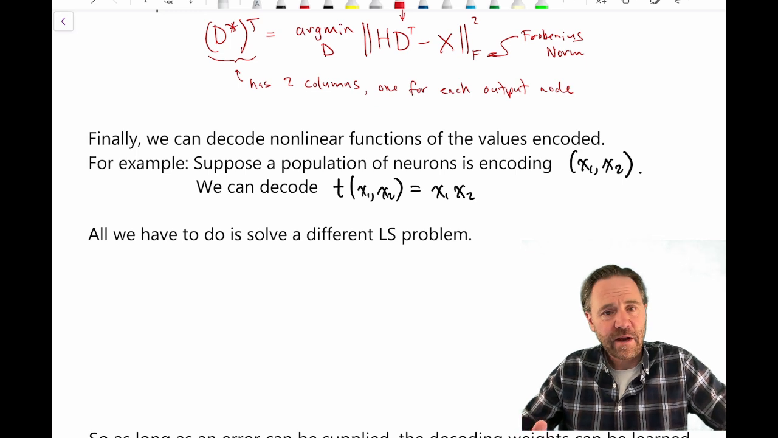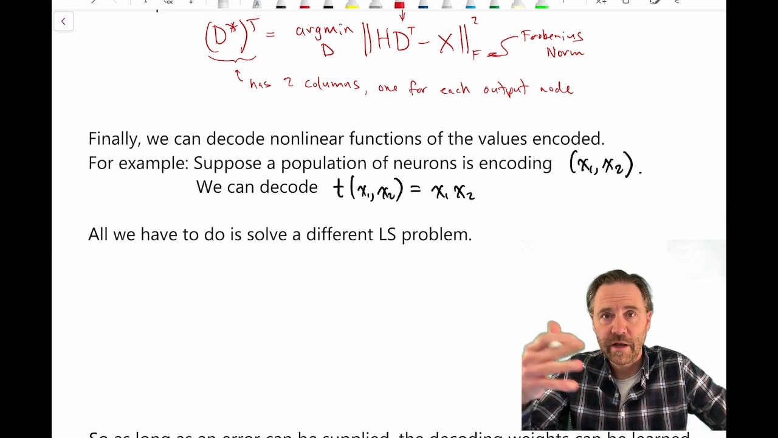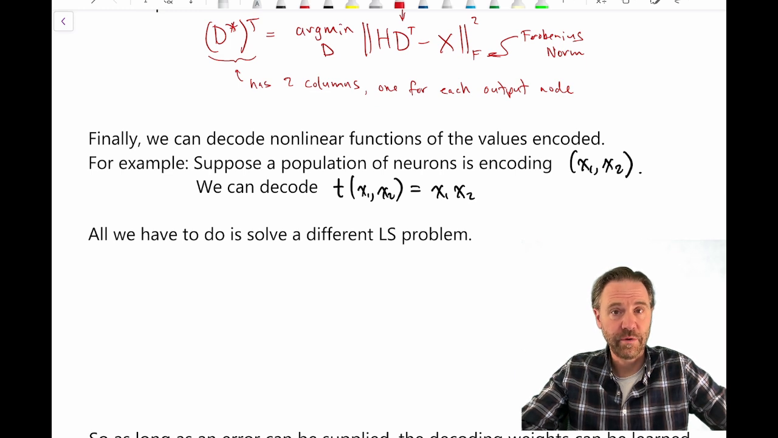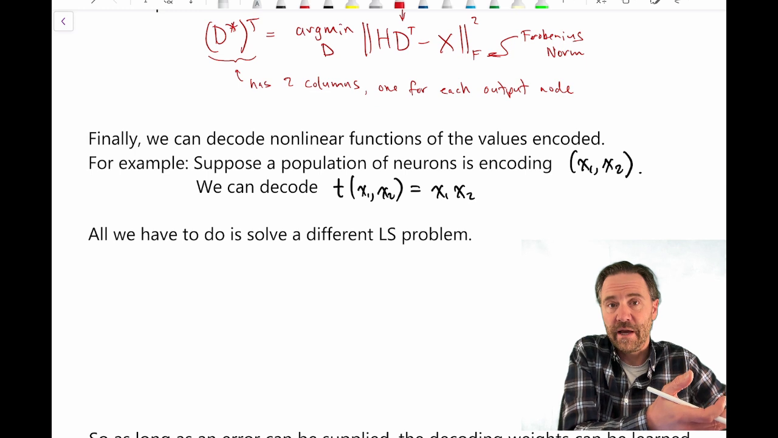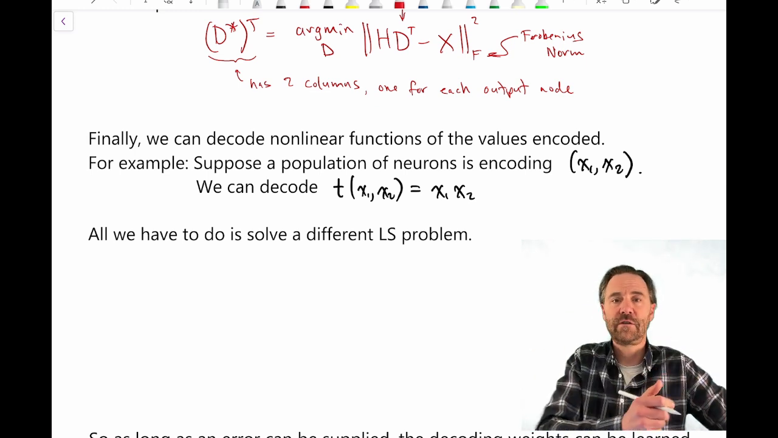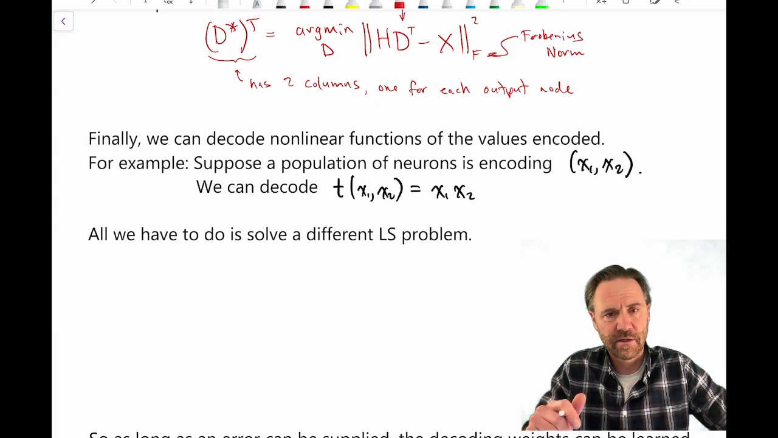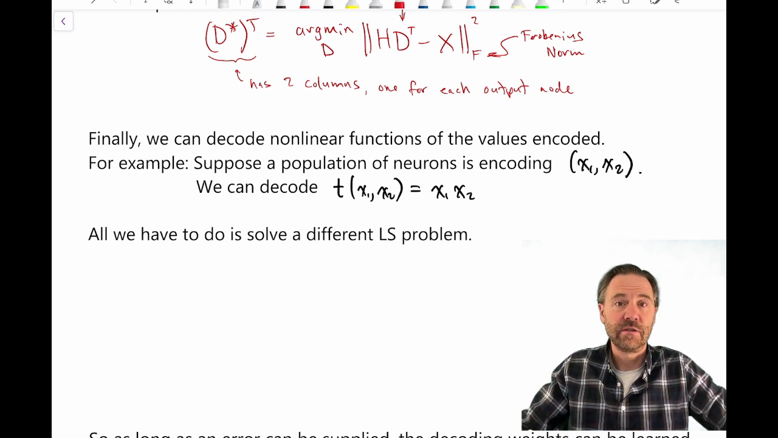Okay, finally we can decode nonlinear functions of the encoded value. So not only can we encode and decode vectors of values, but we can even do nonlinear functions of those things that were encoded. When we encode x, we can decode not just x, but nonlinear functions of x, like sine of x, or absolute value of x. Or if we encode x and y, we can decode x times y, nonlinear functions of the things that were encoded.